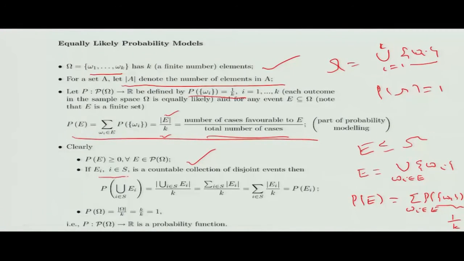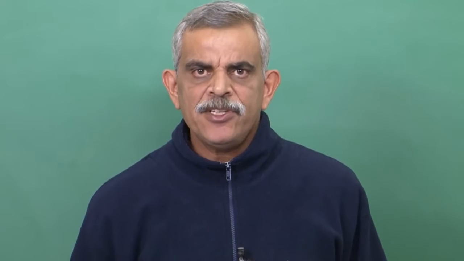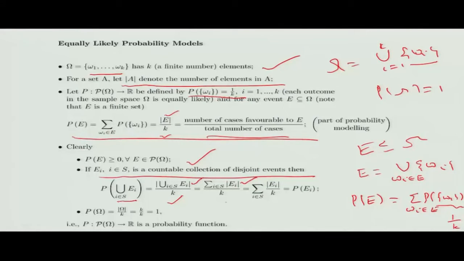Suppose E I is a countable collection of disjoint events. Then I consider the probability of the union of E I's. This is the same as the number of elements in the union divided by the total number of elements, which is K. But the E I's don't have anything in common. So the number of elements in the union of E I's would be the same as if you are counting the elements separately in each of them, because none of the elements would get counted twice. So this is the same as the sum of the elements in the individual E I's divided by K. Now this 1 by K is sitting as a constant outside a summation sign. I take this inside. So this becomes the summation over I belonging to S of mod of E I by K.